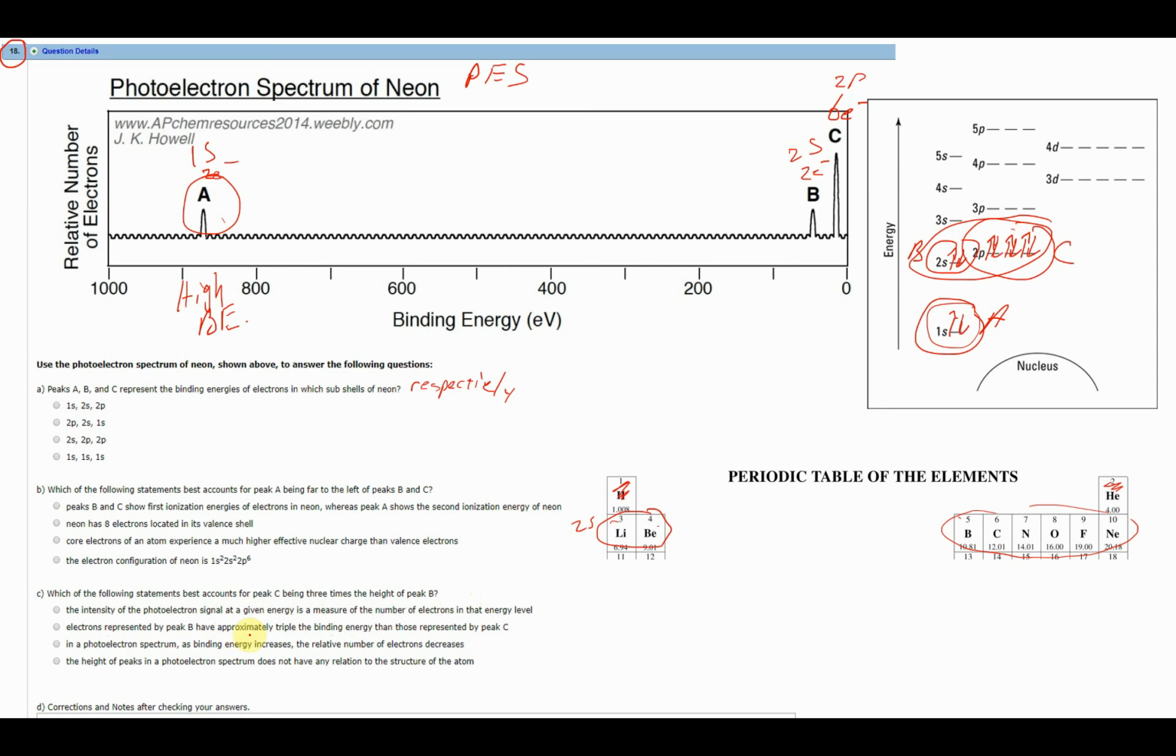Electrons represented by peak B have approximately tripled the binding energy. No, that's not true. We know that taller peak doesn't mean more binding energy. Left and right means more or less binding energy. Yeah, I think the first one's going to be the correct answer.